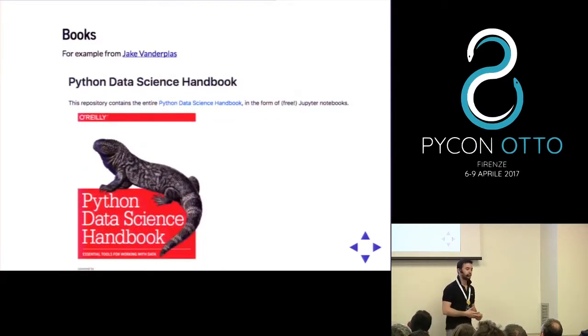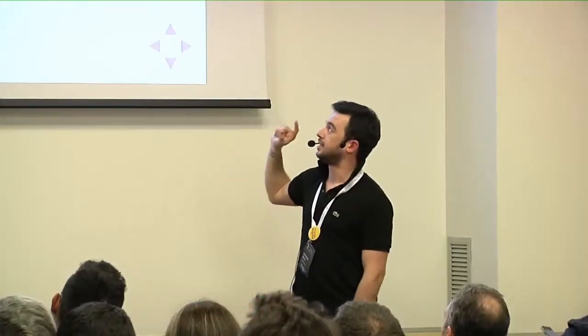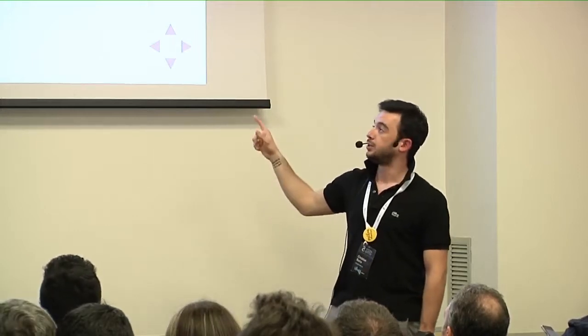As I said, you can also prepare books. This is a super famous book from a super famous Python developer. I think he's one of the developers of AstroPy. And it's free, and it's on GitHub, and he's using Jupyter Notebook. And the cool thing is that you can also send pull requests to him to improve the book.